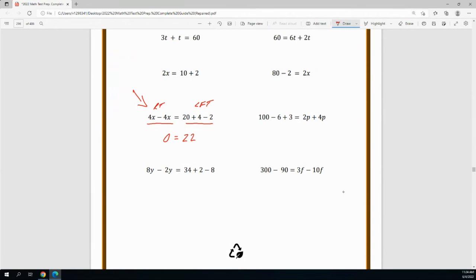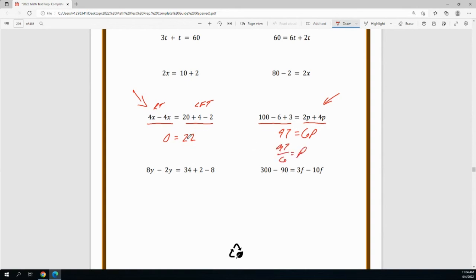Let's try another. Do you notice that you have numbers on the left side? Those can be combined. You notice you have p's on the right side. Those can be combined. Let's go ahead and put these together. 100 take 6 is going to leave 94. Add back 3 is 97. Equals, now be careful. 2p plus 4p, that's going to leave me 6p. So now I can go ahead and do my algebra. The opposite of multiplying p by 6 is to divide the other side by 6. So 97 divided by 6.